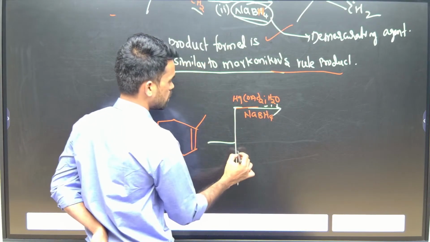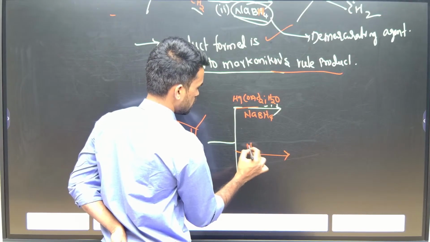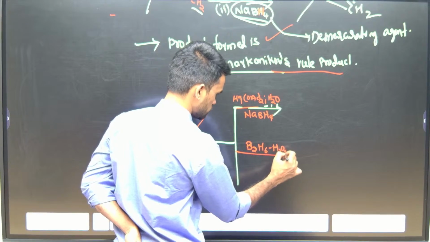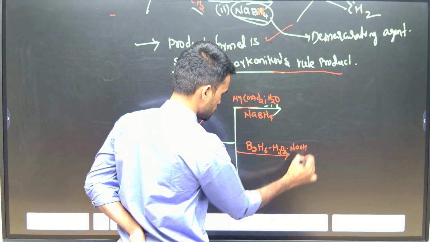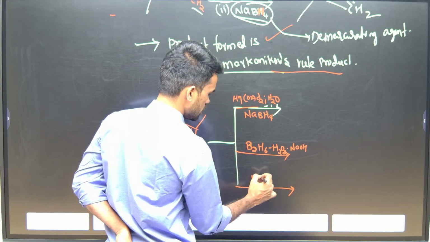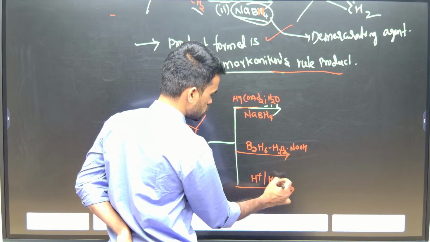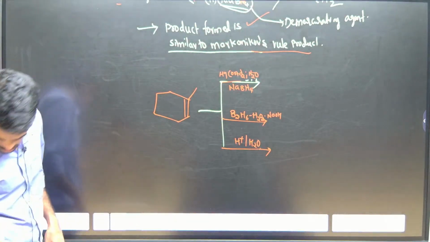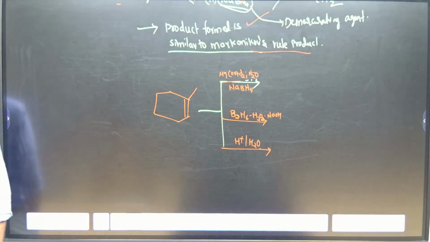This is the first one, and the second one is B2H6, H2O2, NaOH, and the third one is H plus and water. So tell me, what are the products formed here in each case? Fast. I want your answer fast.